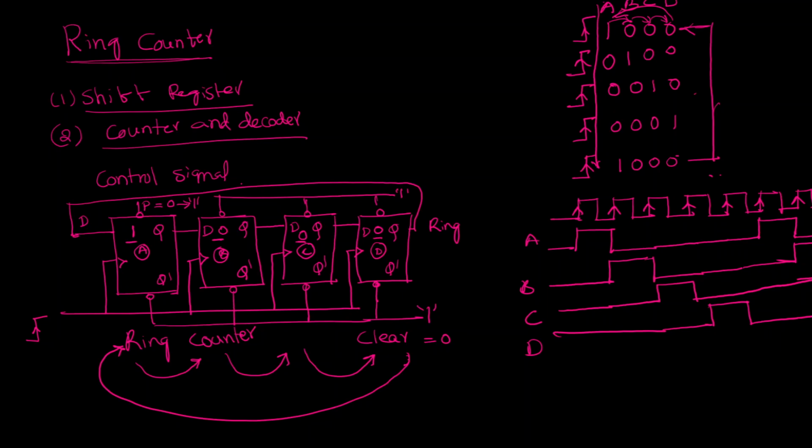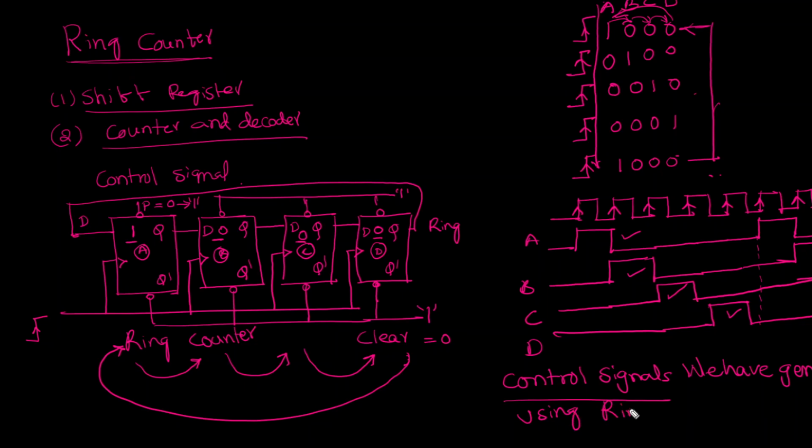Now, what exactly can you see? If you observe up to here, at any instant of time, only one is 1. That means either A may be 1, or B may be 1, or C may be 1, or D may be 1. So these are all known as control signals. These are the various control signals we have generated using a ring counter. Okay, with this I'll stop here.